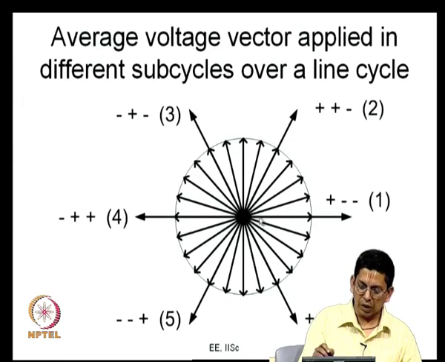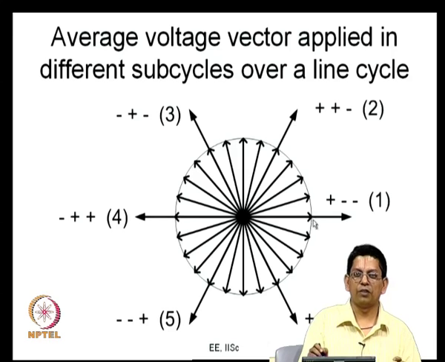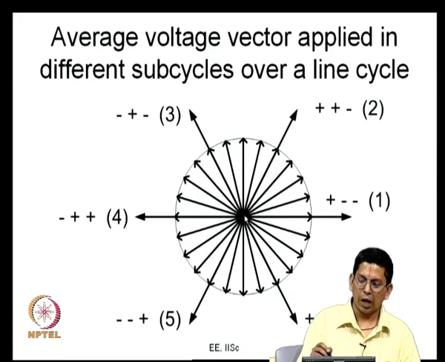So, let us say I am applying this average vector for 15 degrees, and after that, in the next 15 degree interval, I am applying this average voltage vector. How am I doing it? By applying vector V1, vector V2 and the null vector for appropriate durations of time T1, T2 and Tz. The next time I will go here. So, what do I do here? I will apply the same V1, V2 and null vector for different durations of time such that I produce this average. The next subcycle I will apply T1, T2, Tz for another appropriate set of values, so that I produce this average vector. Thus, in every subcycle I produce an average vector like shown here.